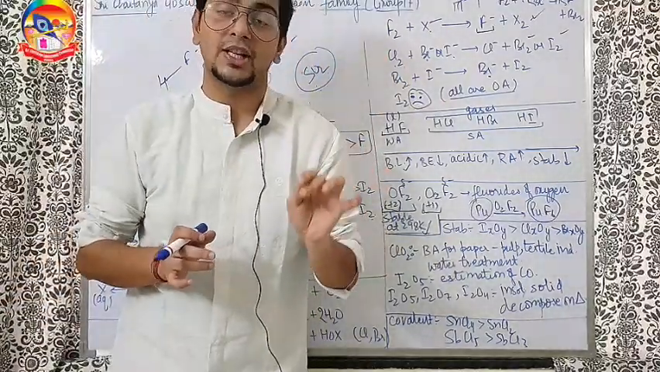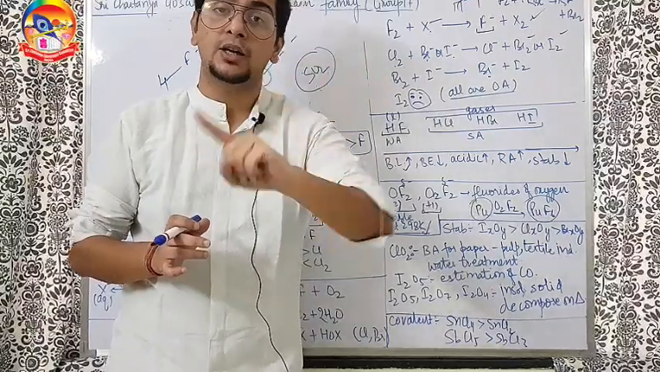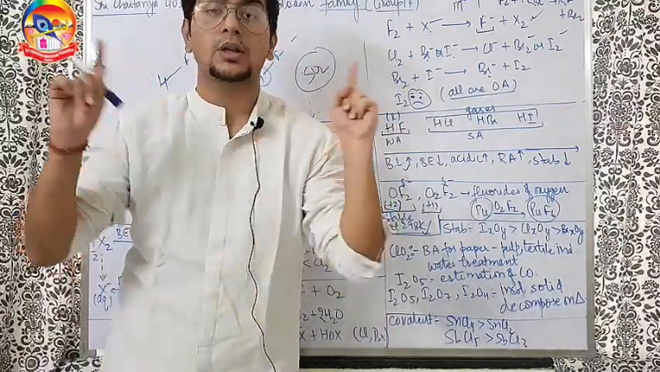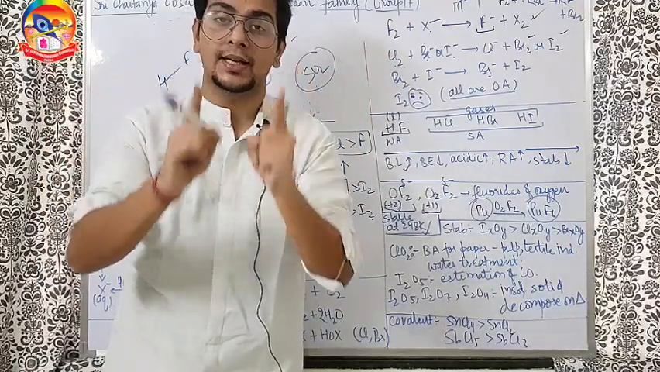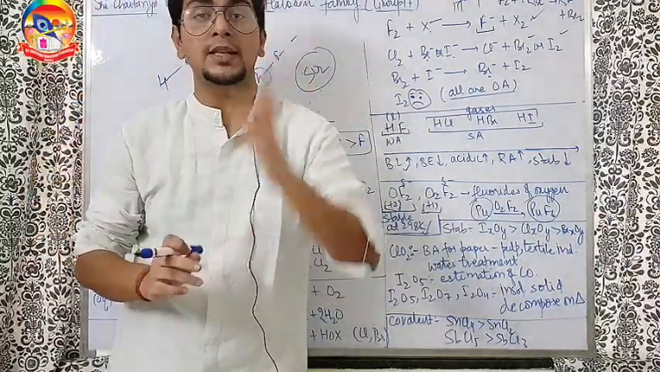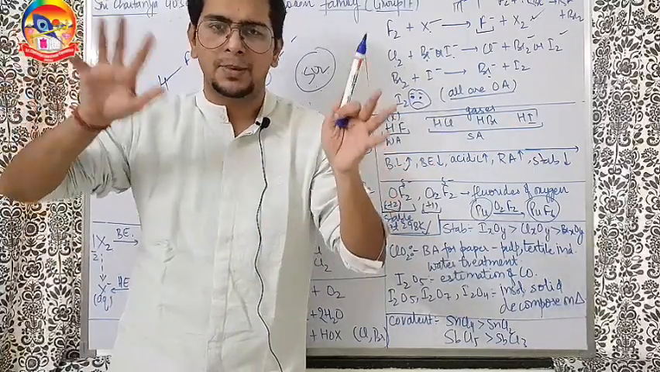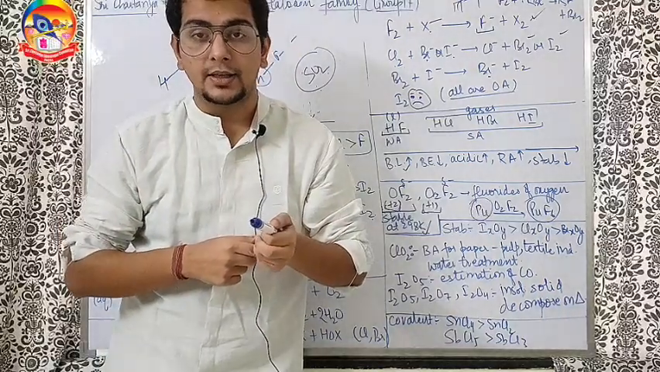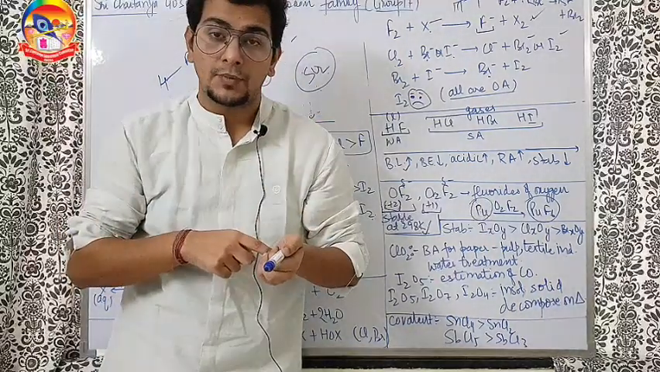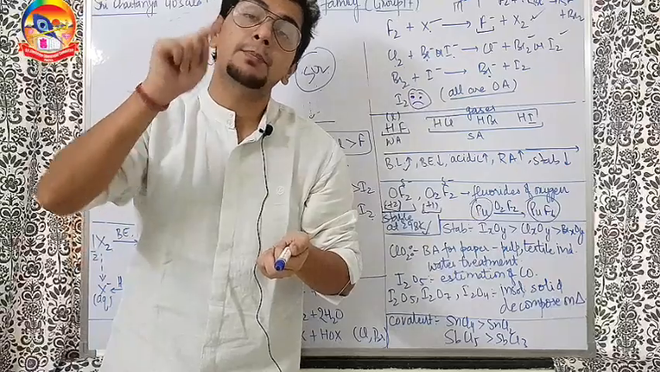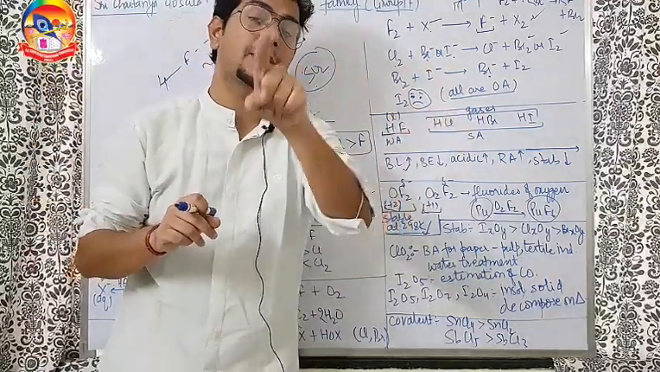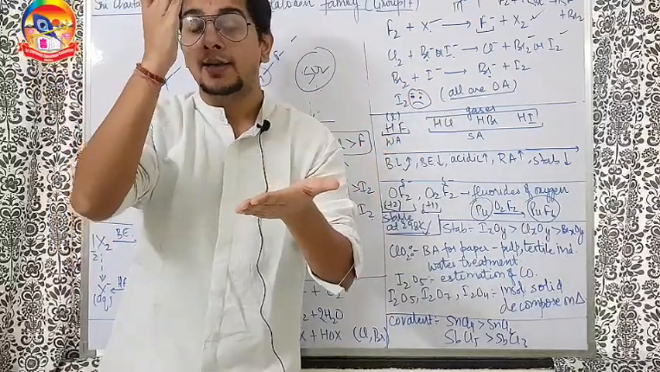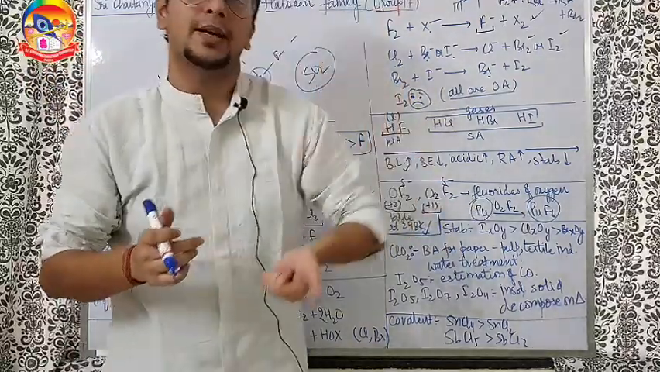Any oxidizing agent is a permanent bleaching agent, including ozone. Ozone is also a permanent bleaching agent. It is an oxidizing agent. So all the oxidizing agents are permanent bleaching agents. All the reducing agents are also bleaching agents, but they are temporary. They will bleach, but for some time only. Like SO2 is a reducing agent, but it's a temporary bleaching agent. Ozone is an oxidizing agent, so it is a permanent bleaching agent. Bleaching means discoloring. ClO2 is an oxidizing agent, so it's also a permanent bleaching agent.